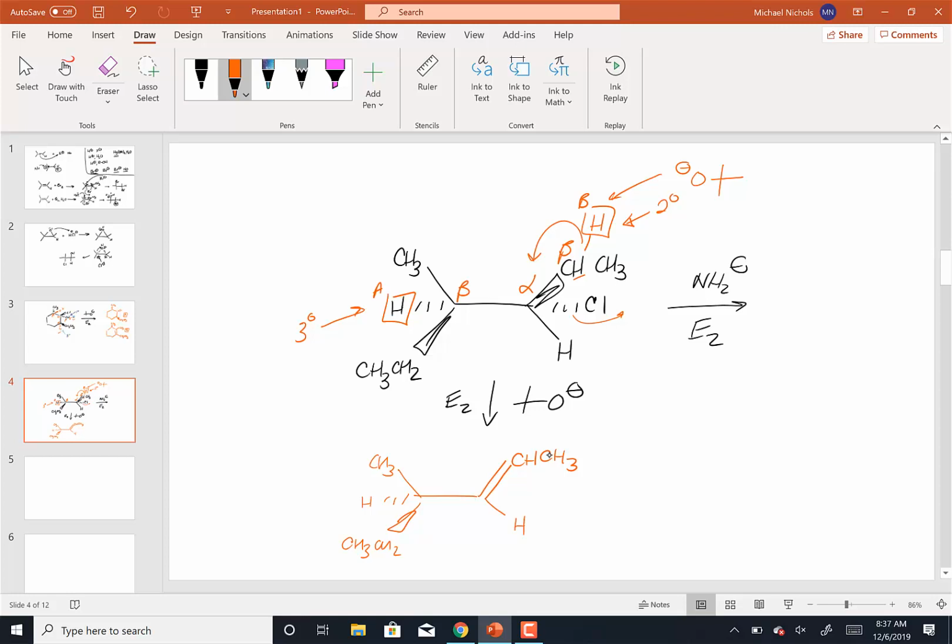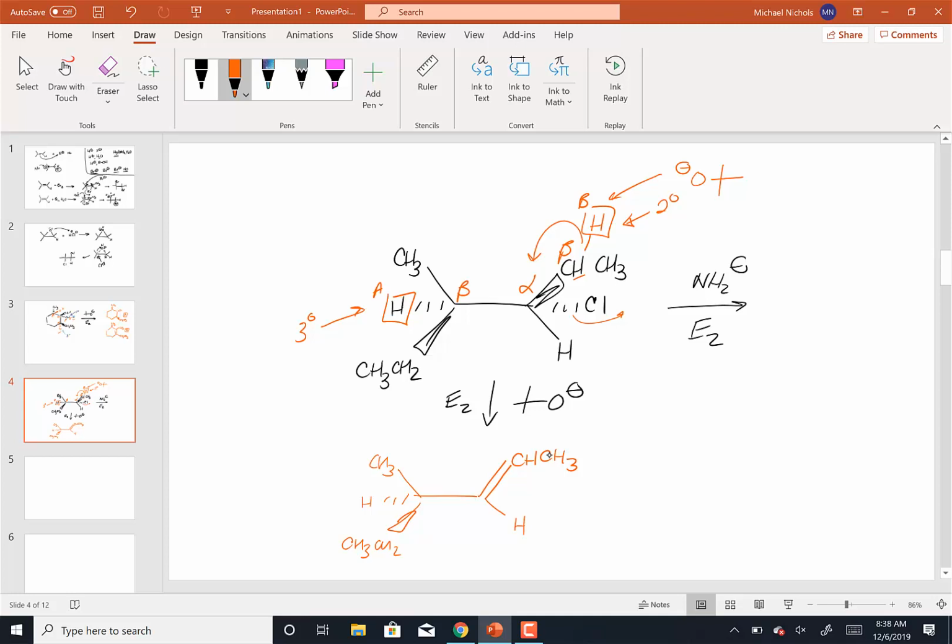What happens now with NH2 minus? NH2 minus forms the double bond that is the most substituted. Most substituted double bond is the most stable. What does NH2 minus give you? It gives you the double bond that is most stable, most substituted.